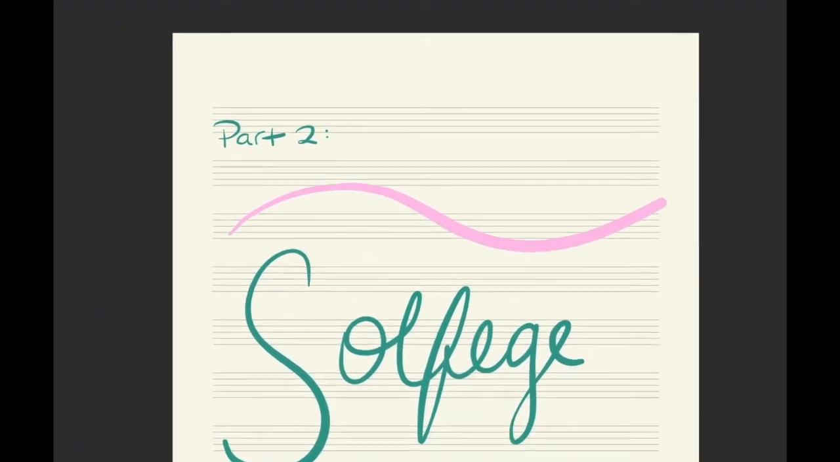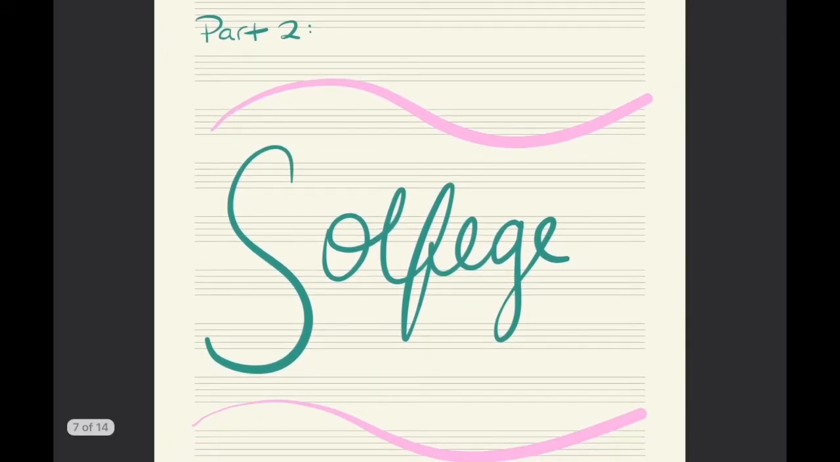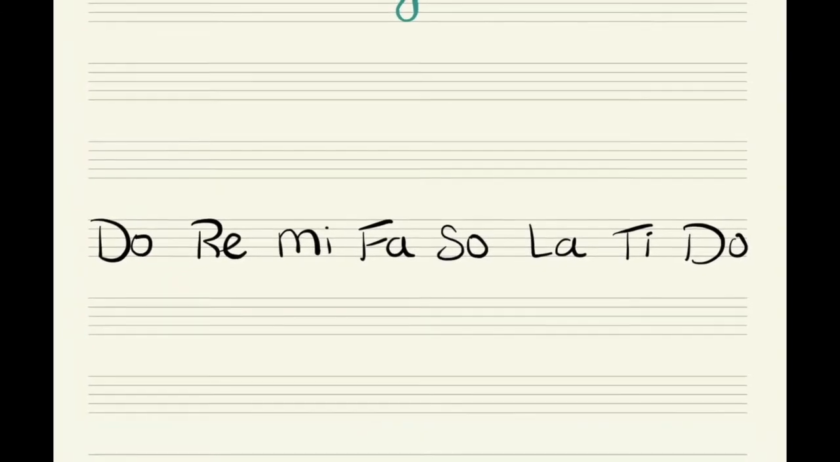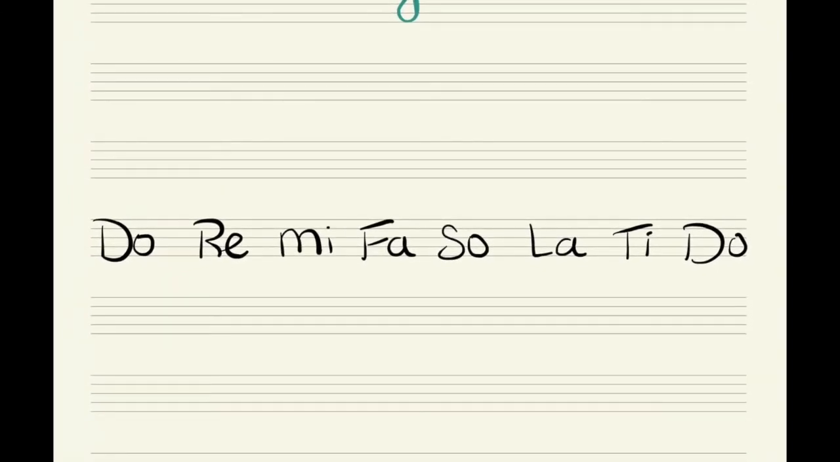Moving on to this next part, we're going to be working on the solfege. And the solfege are just syllables applied to notes of a scale. You probably already know them from The Sound of Music when she sings, do, a deer, a female deer, re, a drop of golden sun, and so on. So these are just the syllables we'll be working with. Do, re, mi, fa, so, la, ti, do.